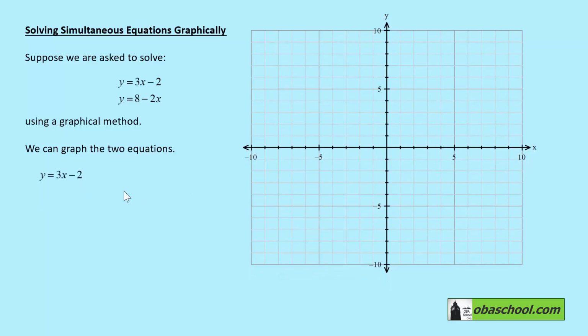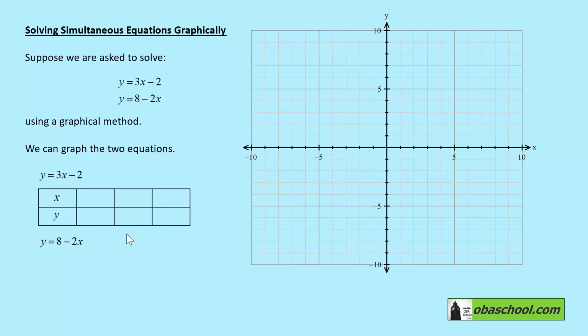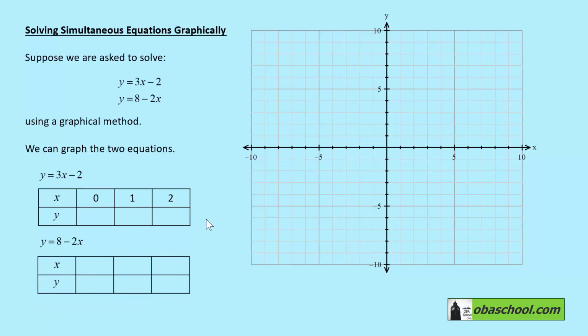So for y equals 3x minus 2, I'm going to have a grid, and then I'm going to have a grid for y equals 8 minus 2x. So here, let's choose the values of x, 0, 1 and 2. We substitute 0 in. 3 times 0 take away 2 gives us negative 2. Then 1, 3 times 1 is 3, take away 2 gives us 1. Then 2, 3 times 2 is 6, take away 2 gives us 4.